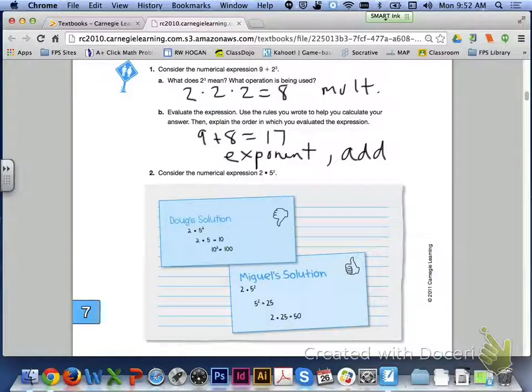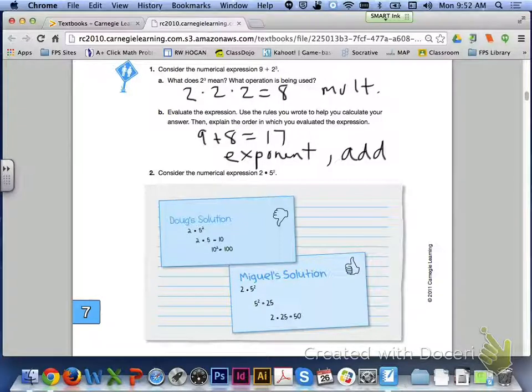If I take a look at letter A, what does 2 cubed mean and what operation is being used? Remember that exponent tells us how many times we are multiplying that base number by itself. So 2 times 2 times 2 is going to give me 8 for my answer, and the operation that is being used is multiplication. When I evaluate the expression then for letter B, 9 plus 8 is going to give me 17. I evaluated the exponent first because that of course is repeated multiplication, and then I added 9 after that. So first I evaluated the exponents, then I added.